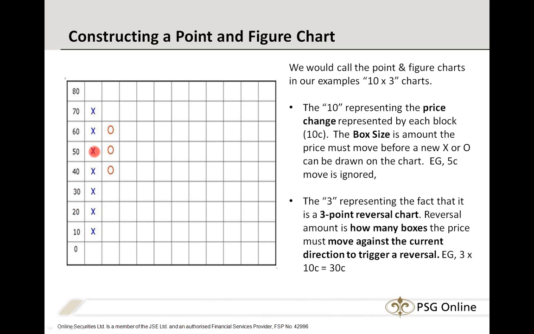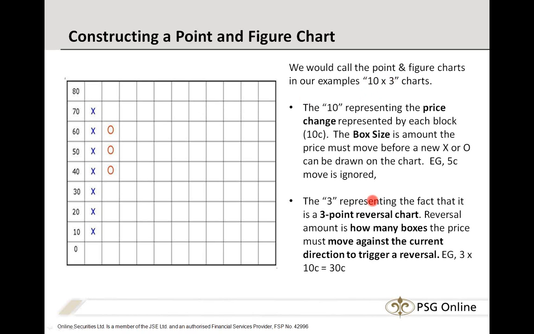Point and figure charts ignore the smaller price movements. So if the price only went up 5 cents, nothing will be displayed. Okay, so it has to move by at least 10 cents to have one little nought or one little cross. So that's the 10 representing the 10 cents or box size.